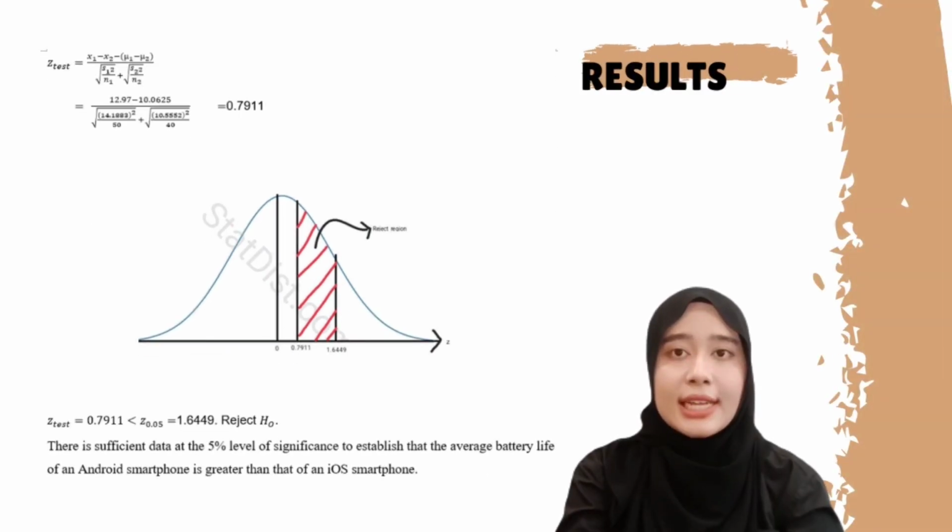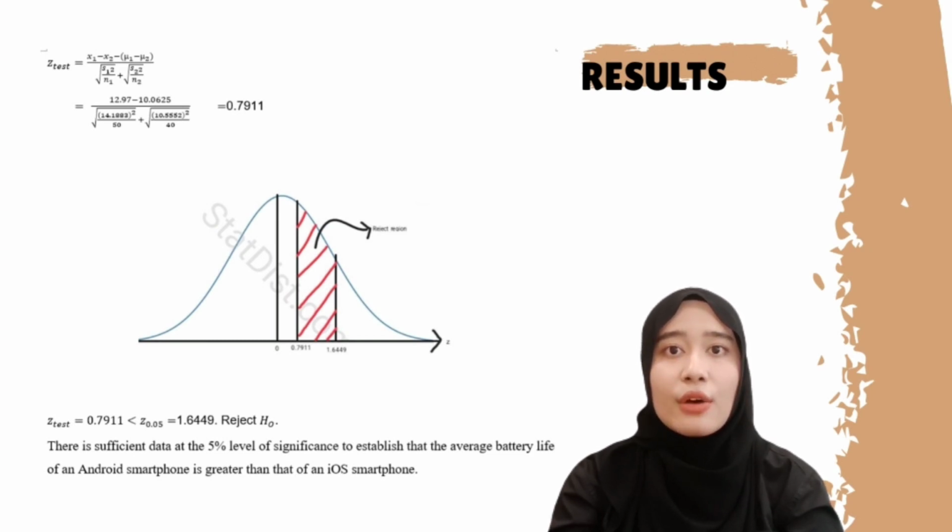After that, we need to find the z-test. To find the z-test, we use this formula, which is x̄1 minus x̄2 minus (mu1 minus mu2), divided by the square root of standard deviation 1 squared over n1 plus standard deviation 2 squared over n2. Substitute all of the data that we calculated earlier in the video and we will get 0.7911. From that, we got to know that our z-test value is smaller than z0.05. We reject H0. From the picture, we can see that the shaded part is between 0.7911 and 1.6449.